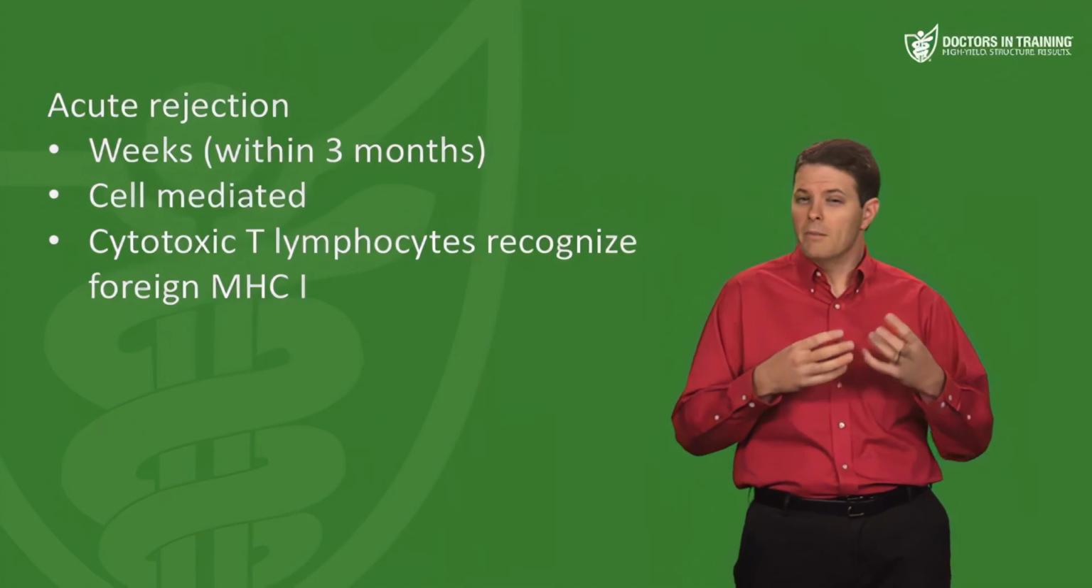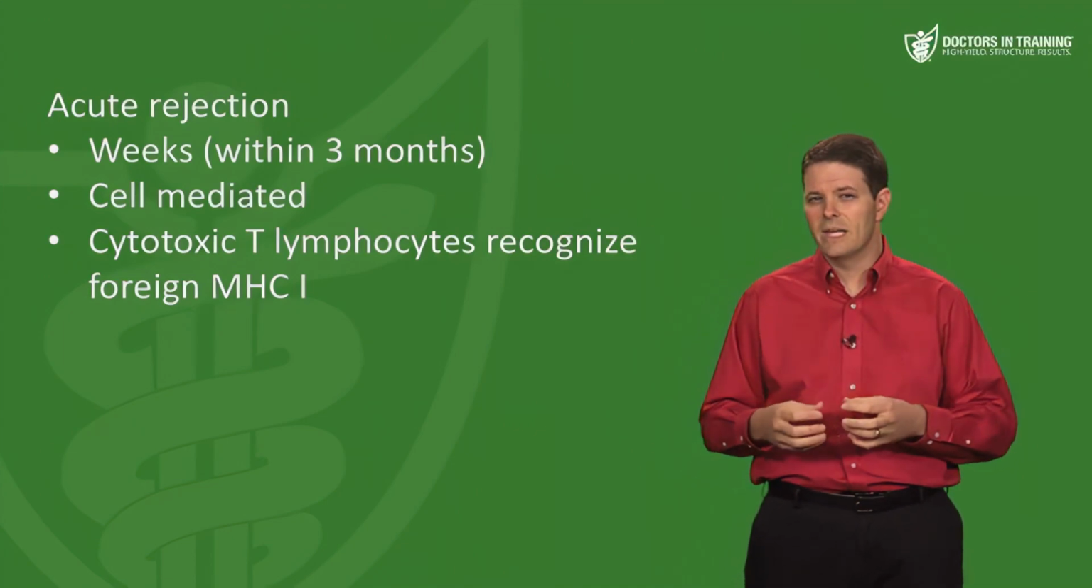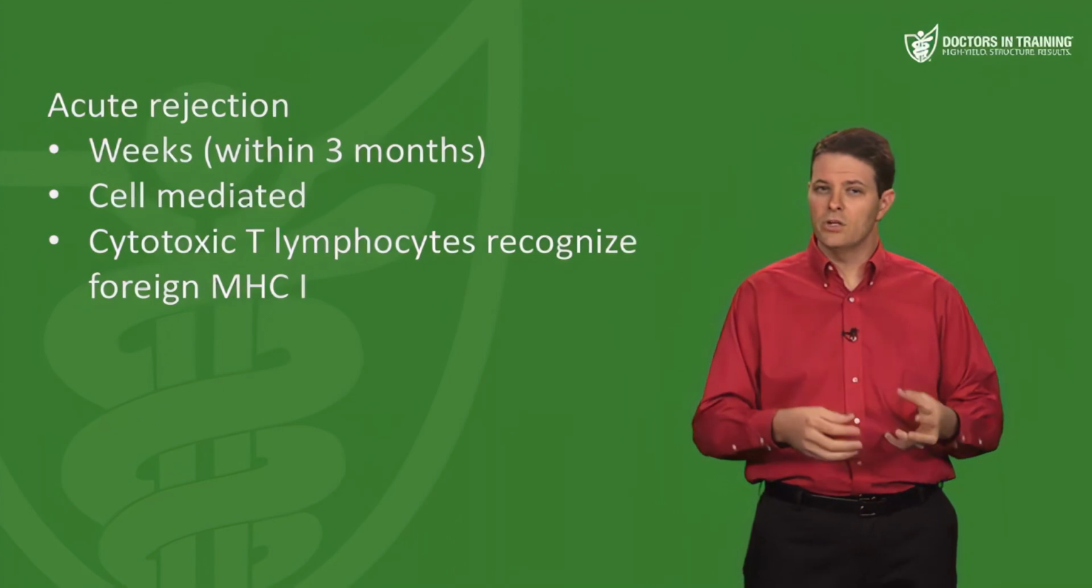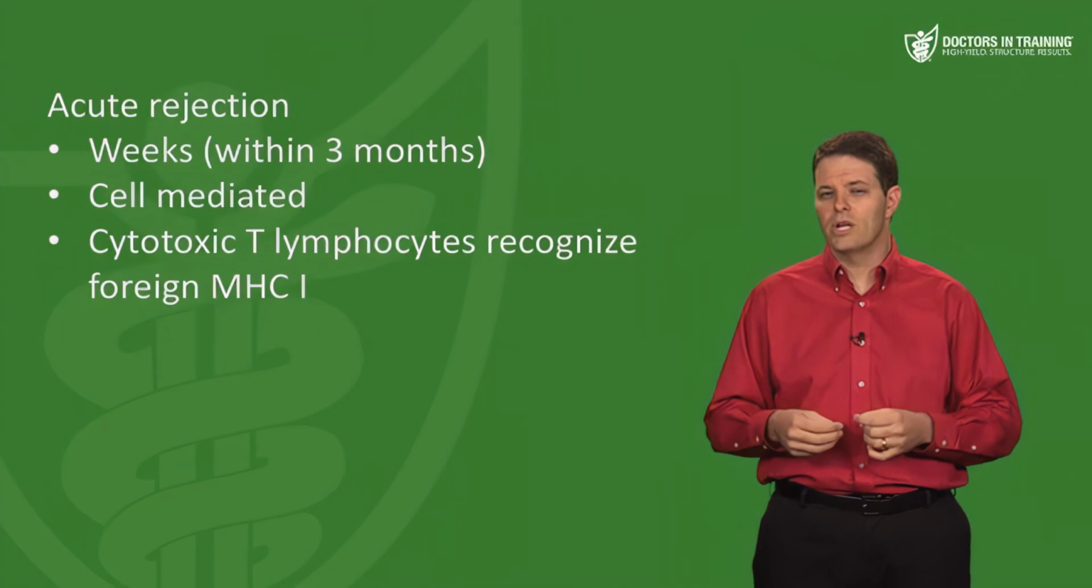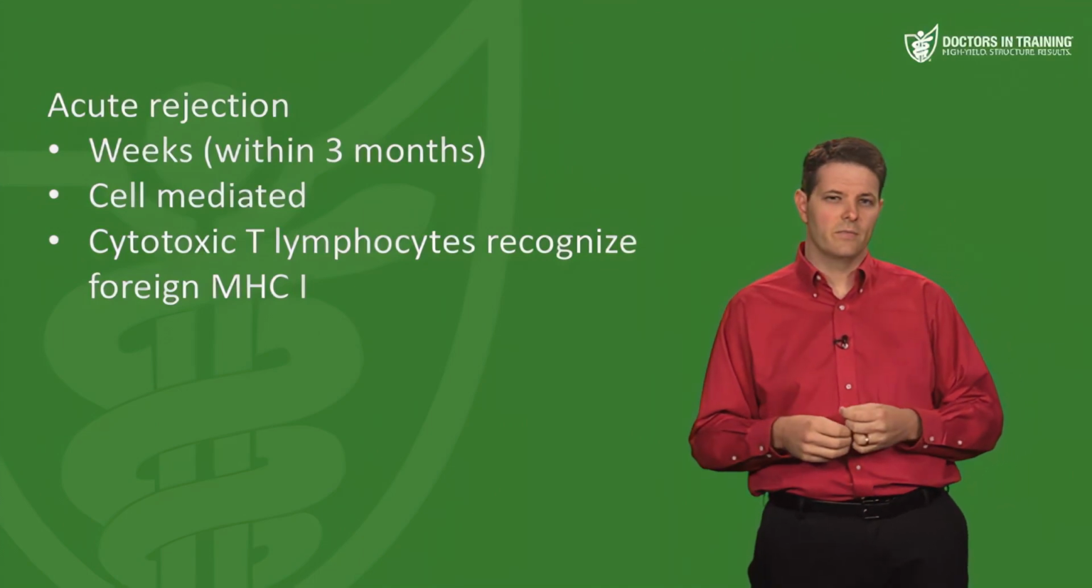And one of the most common mechanisms to block this T-cell-mediated rejection is to block IL-2, because as we've discussed before, IL-2 stimulates the proliferation of all types of T cells.